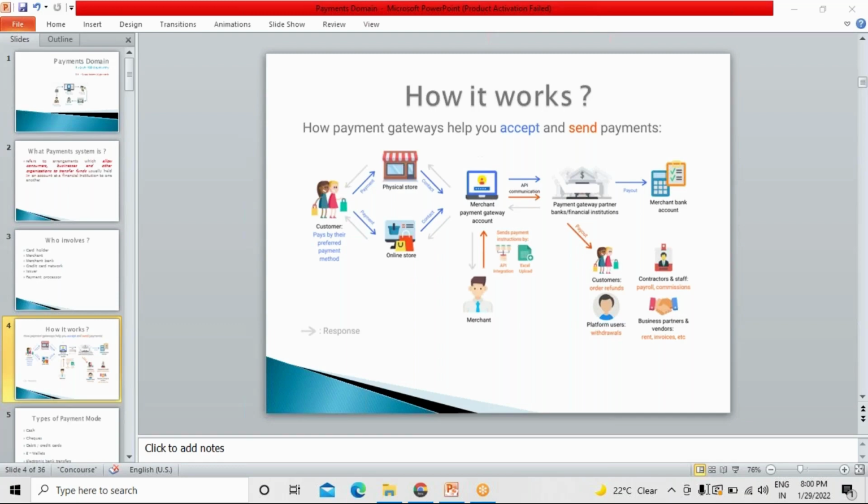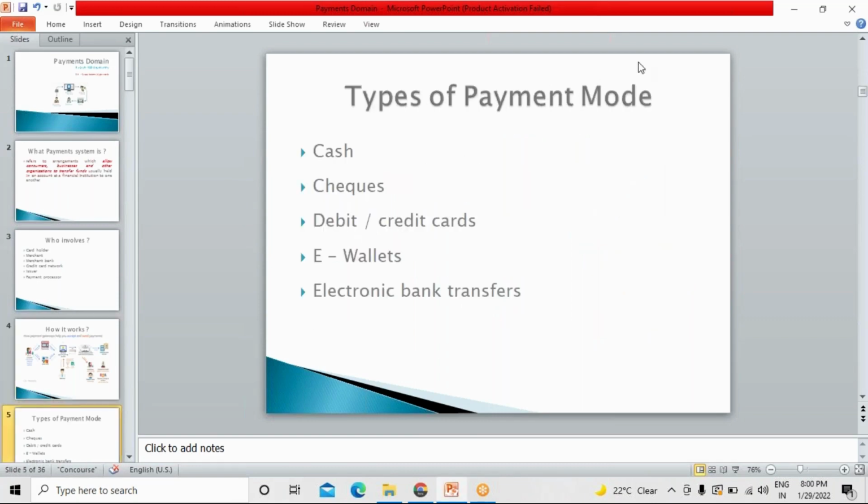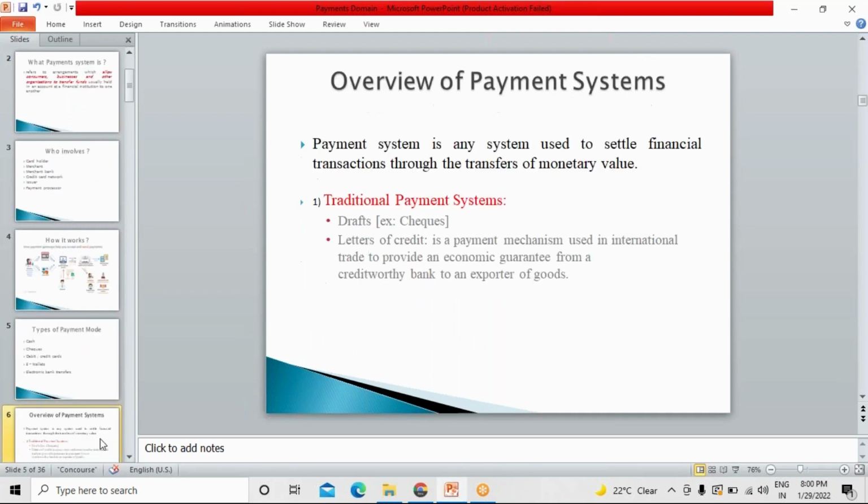Okay, right. So this is how generally the networks and everything happens here. Now, with reference to the types of payments as well as the mode of payments, these are the payments which I already explained to you, like cash, checks, debit cards, e-wallets, bank transfers, all that, right? So these are the different types and modes of payments being used here.